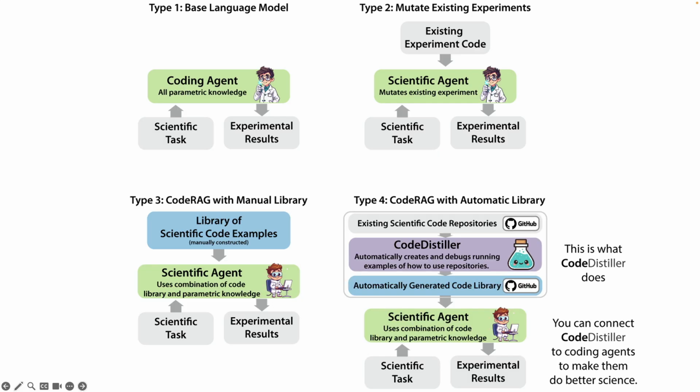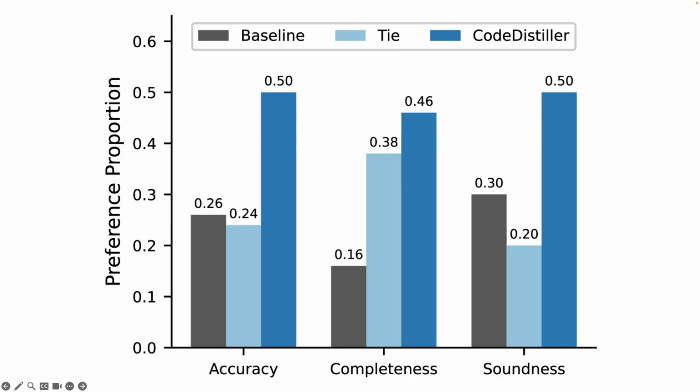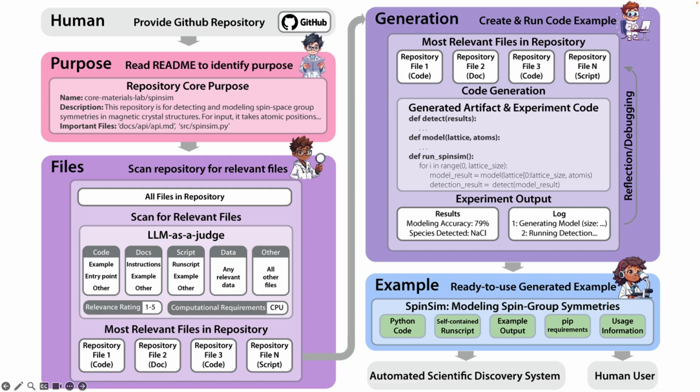And so the last approach is the same code RAG approach, but instead of manually building the library, you build an agent that can crawl Github and build that library automatically. This is what CodeDistiller was built to do. In the paper, we show that using this kind of automatically built library can really increase the accuracy, completeness, and soundness of the science that an agent can do.